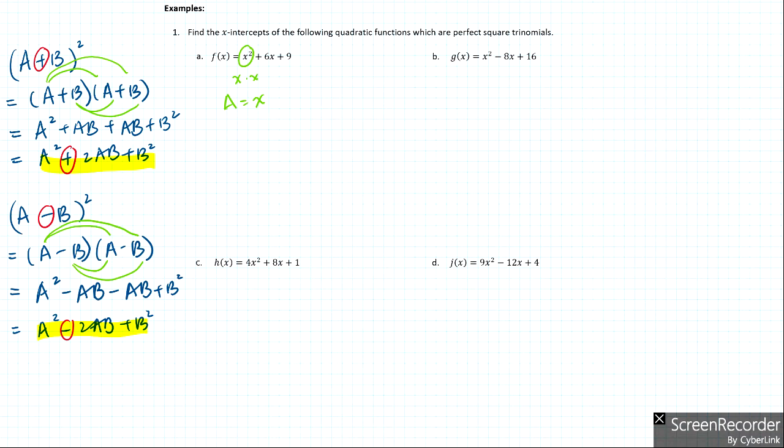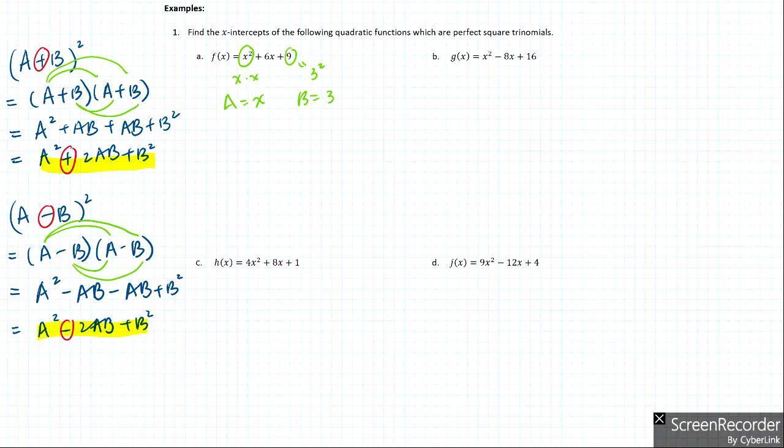And now, on the other hand, the last term should look like b squared over here. And now for 9, this is where it's helpful to know your perfect square numbers. We know 9 is equal to 3 squared. So if 3 squared equals b squared, that means b equals 3. And that's a connection we want to make first in order to check whether something is a perfect square trinomial.